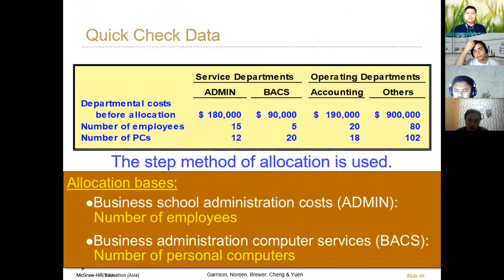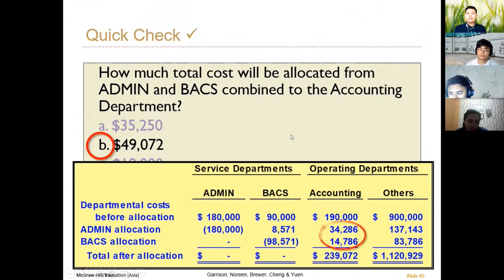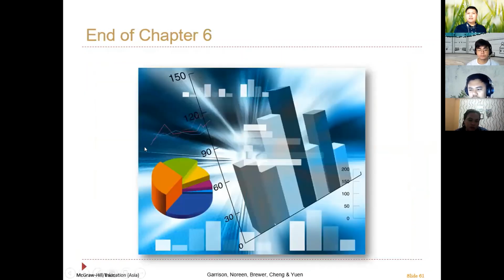A quick check: what if the step-down method is used? As we studied, admin first gives to BACS, then BACS gives to accounting and others. How much total cost will be allocated from admin and BACS combined to the accounting department? The 180,000 will be allocated first to BACS, accounting, and others. Then 90 plus 8,571, a total of 98,571, is what you distribute to accounting and others. Combined allocated to accounting is 34 plus 14, giving 49,070. All right.